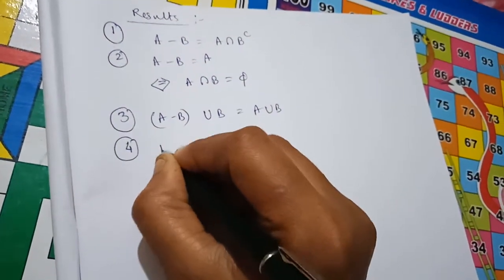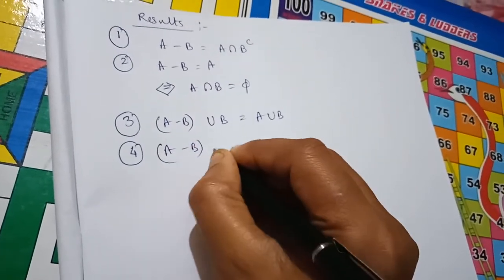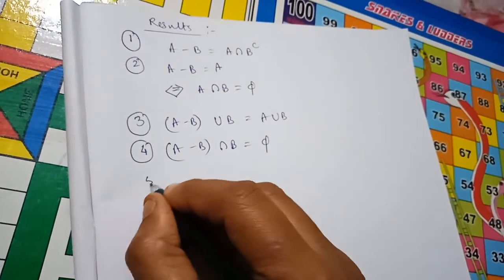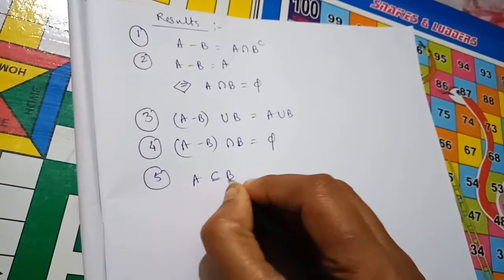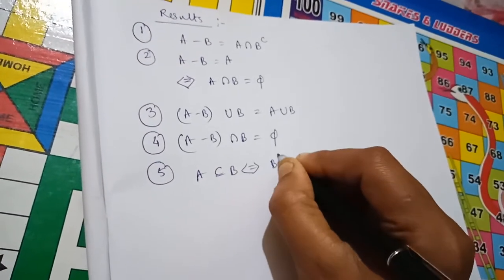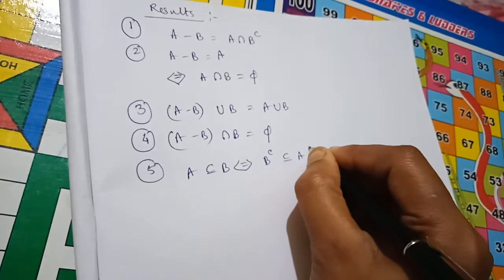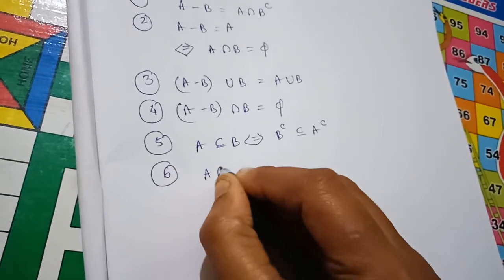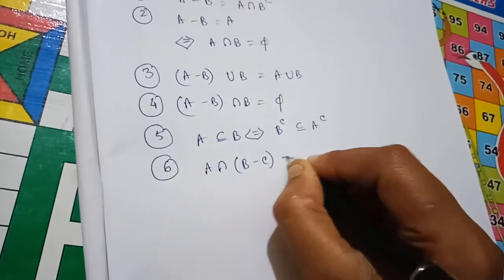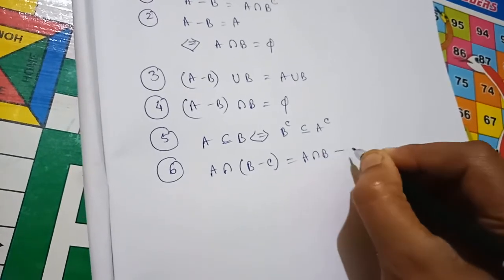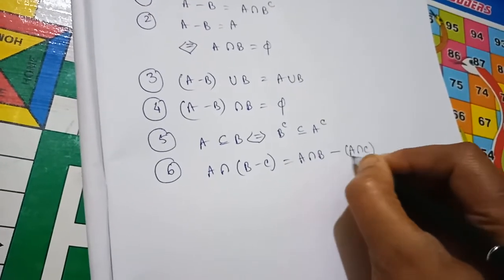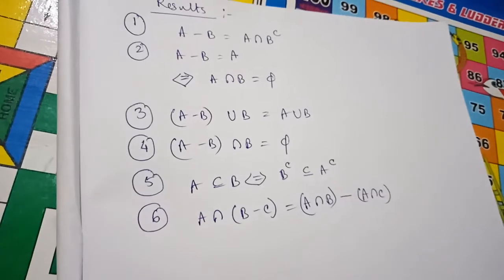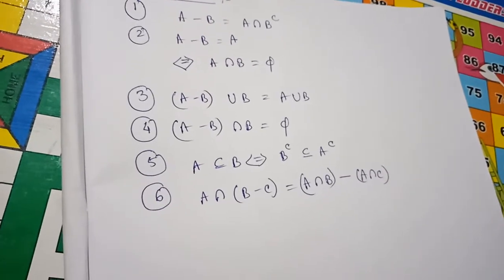Number 4, A minus B intersection B equals phi. Number 5, A subset of B if and only if B complement is a subset of A complement. Number 6, A intersection B minus C equals A intersection B minus A intersection C. So these are 6 results that you need to prove.